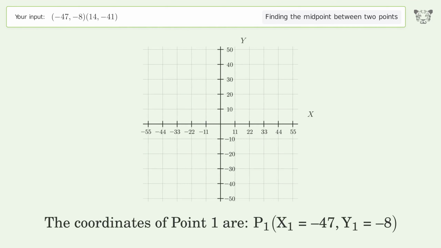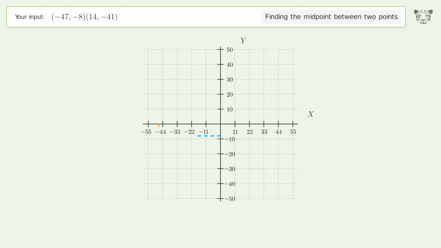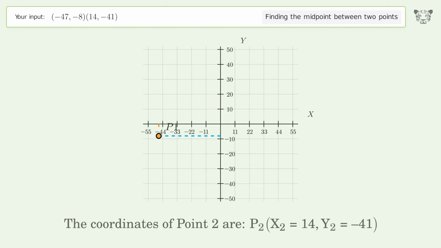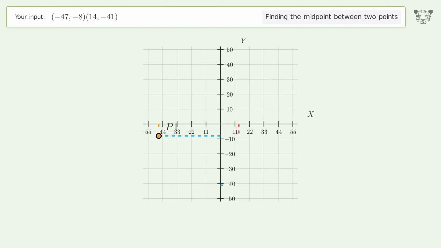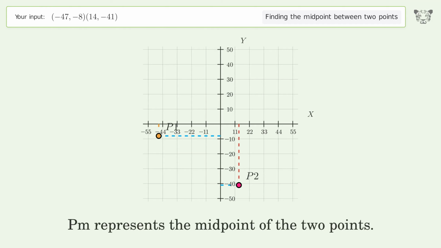The coordinates of point 1 are, x1 equals -47, y1 equals -8. The coordinates of point 2 are, x2 equals 14, y2 equals -41. PM represents the midpoint of the 2 points.